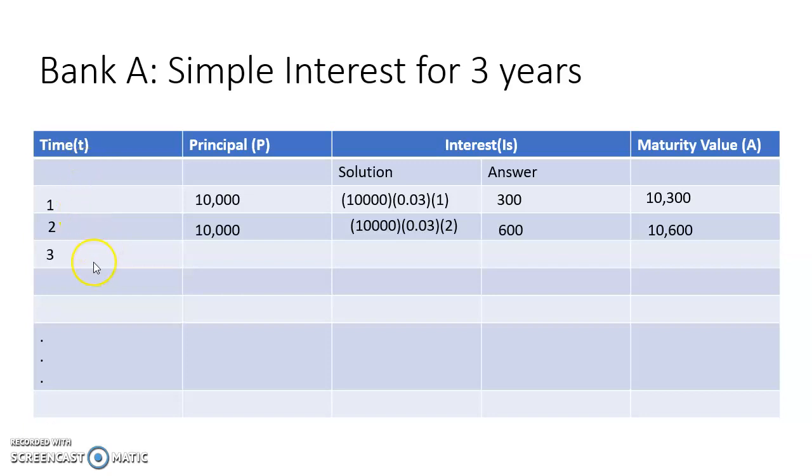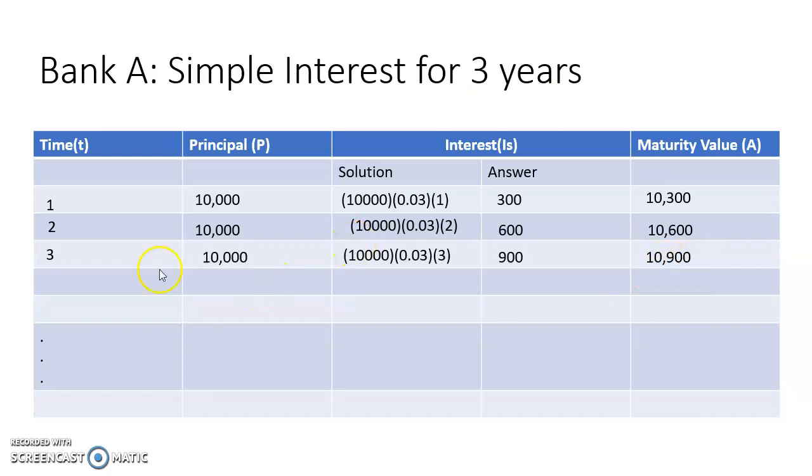For 3 years, again, the principal is 10,000. The interest, we have 10,000 times 0.03 times 3. That's the time. So the interest is 900. The maturity value is 10,900.